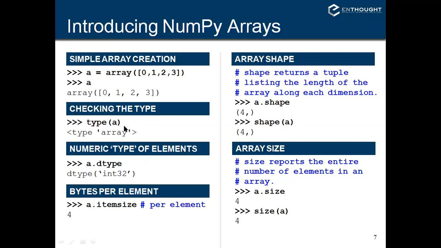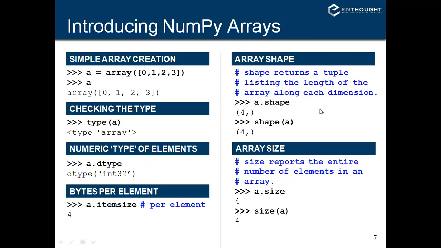If you wish to check the type of this particular array, simply type the name of the array, a, and you get the data type array, right? Now you wish to check what kind of data type it has. So if you type a dot dtype here, you get the answer int32, right? So it is a 32-bit data type of type integer. Now if you wish to see the bytes per item, a dot itemsize gives you the size per element.